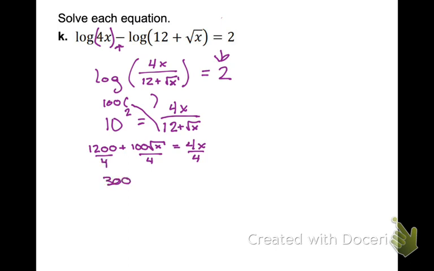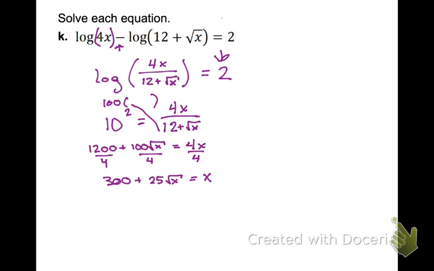300 plus 25 square root of x equals 2x. Equals x. Oh, yes. Did it. Okay, we're not done.